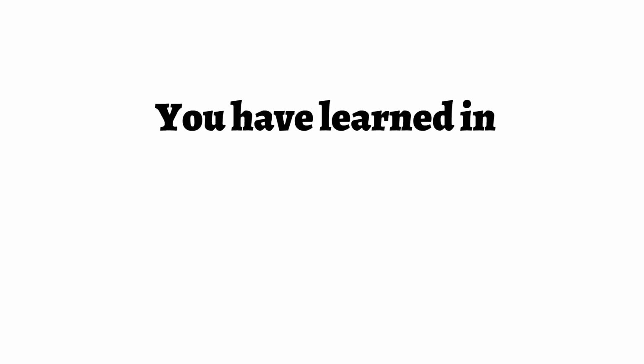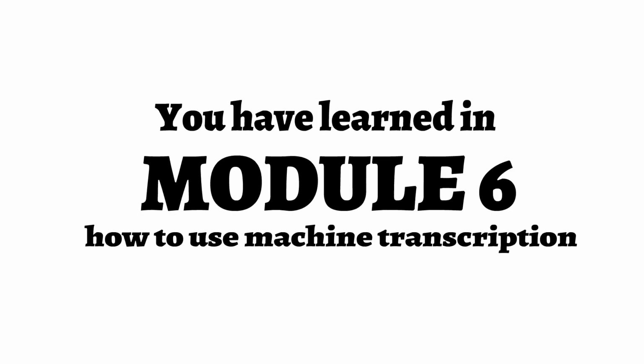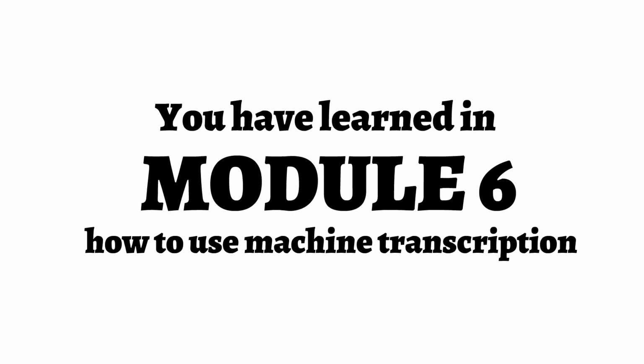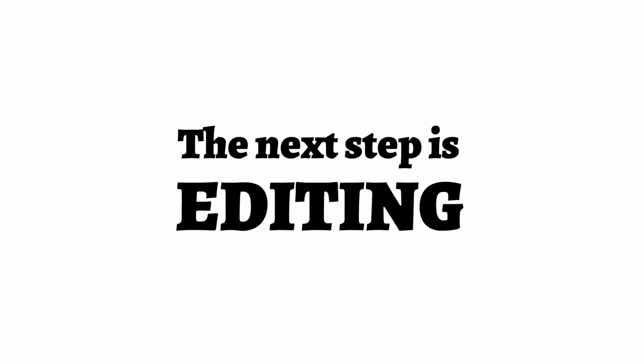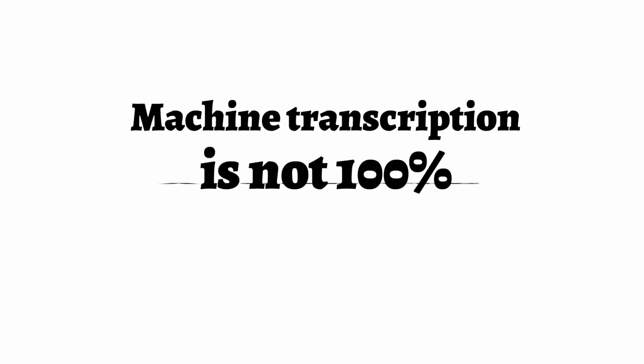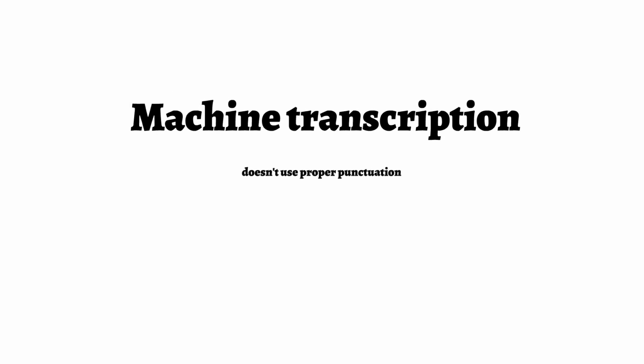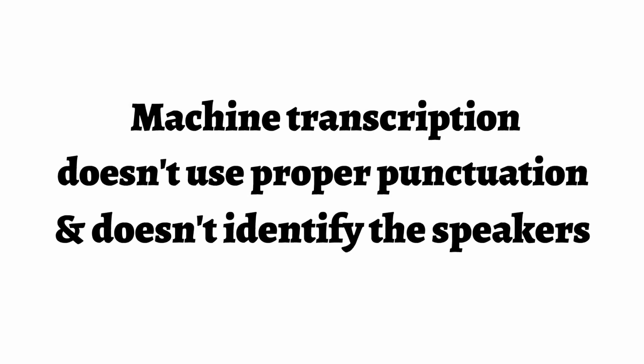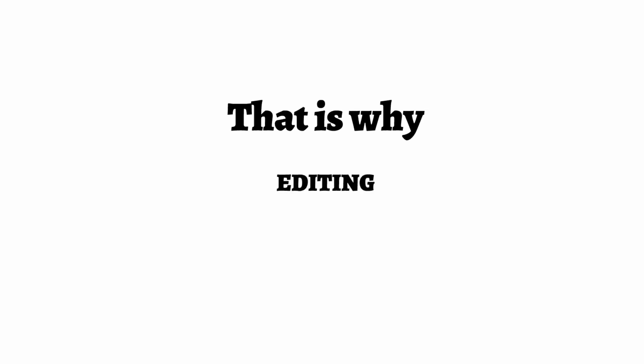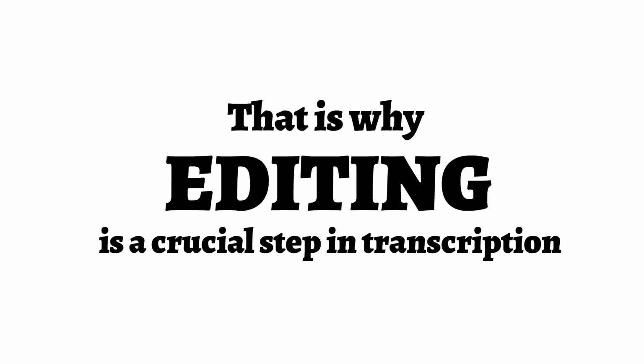You have learned in Module 6 how to use machine transcription to transcribe an audio or a video automatically. Now the next step is to edit the transcript. Machine transcription is not 100% accurate. Machine transcription doesn't use proper punctuation, and it doesn't identify the speakers correctly. That's why editing is a crucial step in transcription.